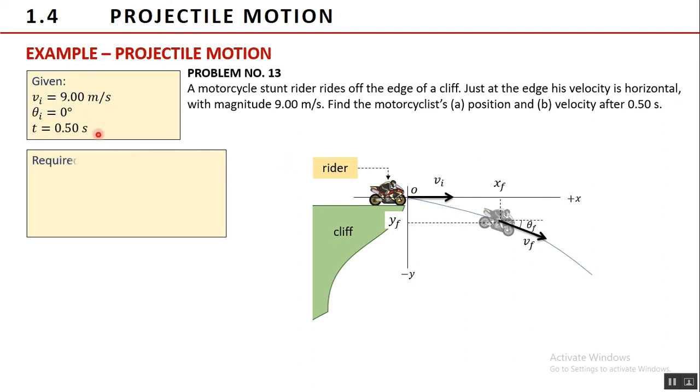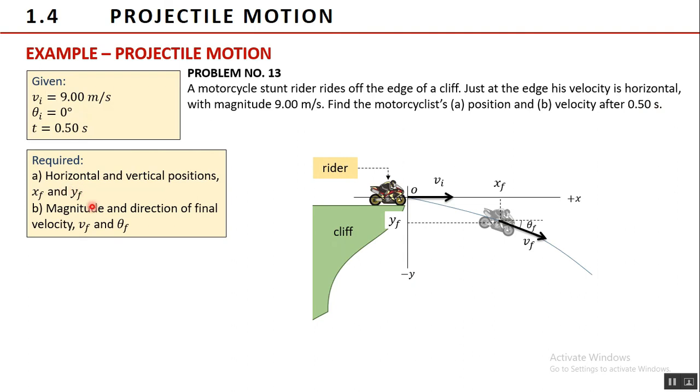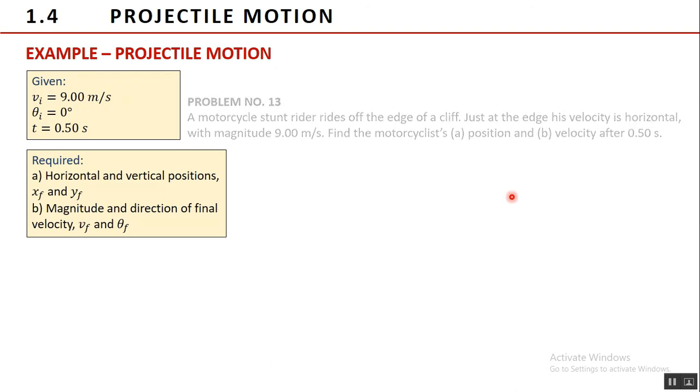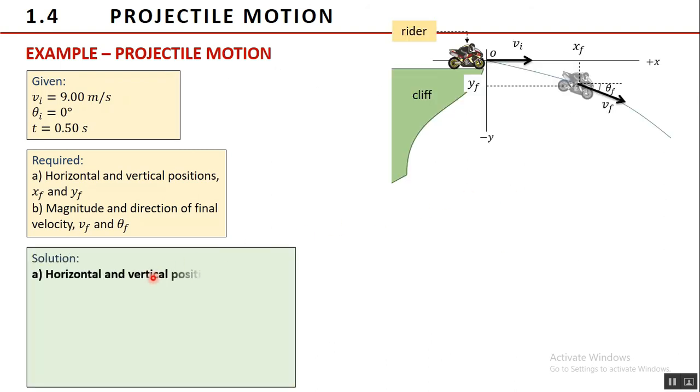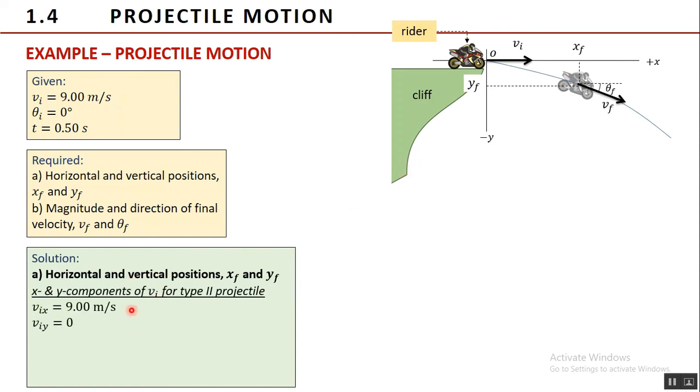For the required quantities, the problem requires us to solve for the horizontal and vertical positions, x sub f and y sub f. Also, the magnitude and direction of final velocity v sub f and theta sub f, respectively. Our preliminary solution is to find the x and y components of the initial velocity. We have mentioned earlier that this is a type 2 projectile. Therefore the x component of the initial velocity v sub ix is automatically 9 meters per second while its y component is 0.